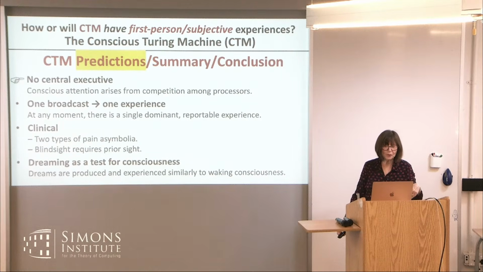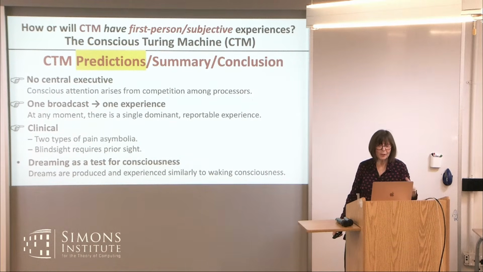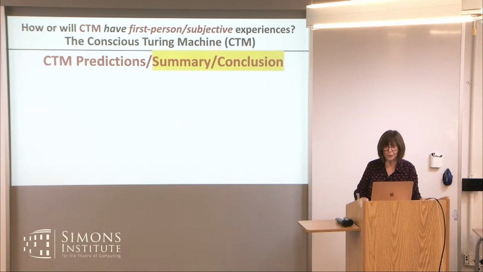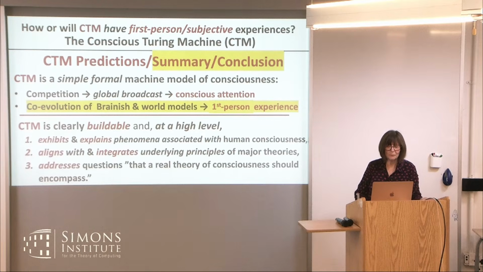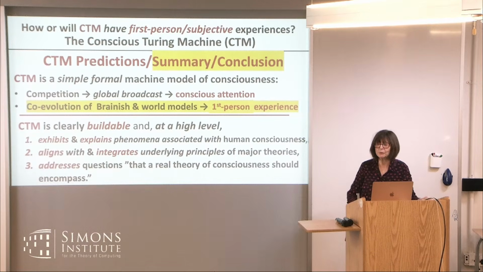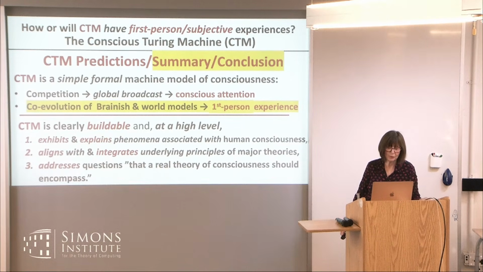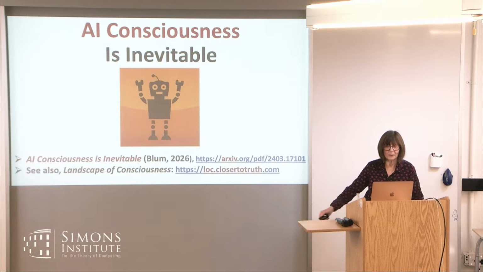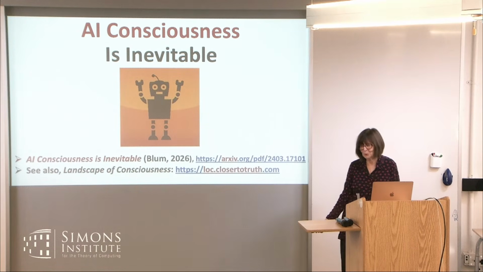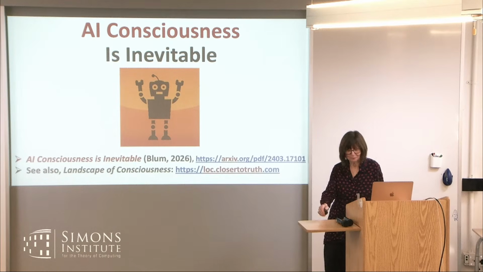So that's another thing. We have predictions. I can talk to you later, and summary and conclusions, but our final conclusion is that CTM is clearly buildable, and at a higher level, it exhibits and explains phenomena associated with human consciousness. It aligns and integrates underlying principles of major theories. It addresses questions that a real theory of consciousness should encompass, and I'll finally say, AI consciousness is inevitable. Okay, conclusion.